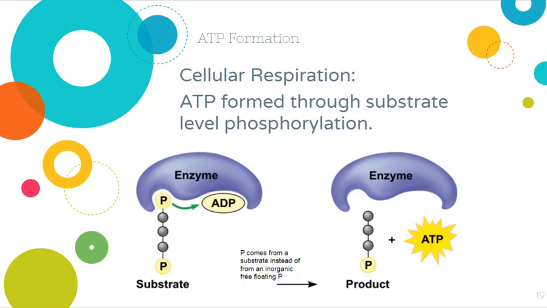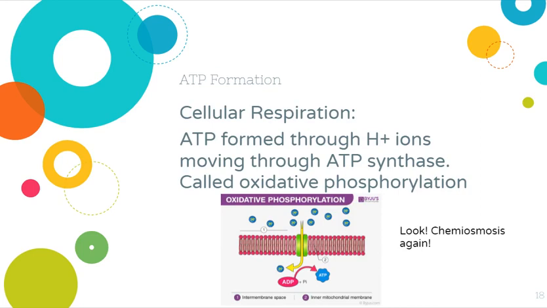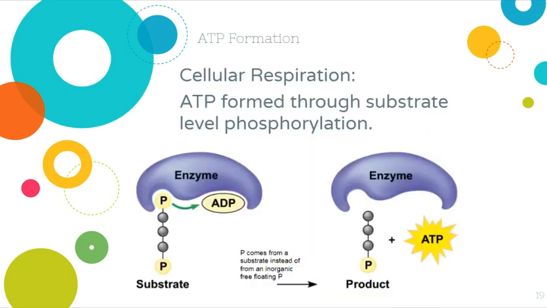So substrate level phosphorylation is when ADP goes into the active site and some other substrate goes in there with it. And what happens is this enzyme takes this P, rips it off the substrate, pops it onto ADP, which makes an ATP. So the difference here is the P that ATP gets isn't a free-floating inorganic phosphate. It was snatched off of a substrate. So that is substrate level phosphorylation. So cellular respiration makes ATP with ATP synthase and also with substrate level phosphorylation.